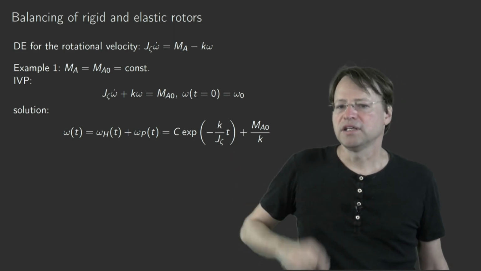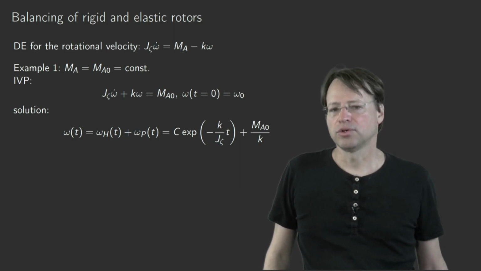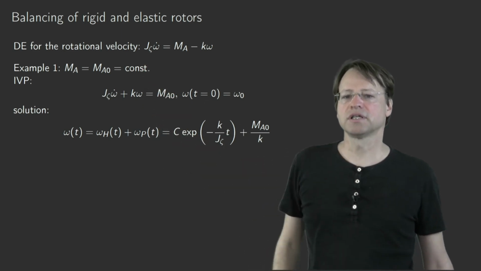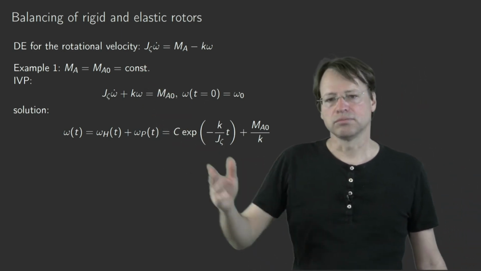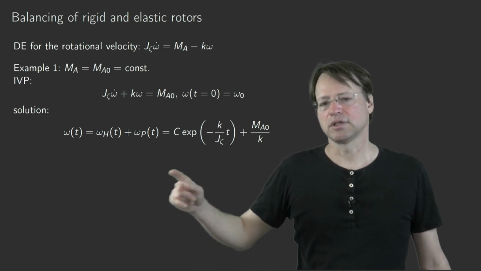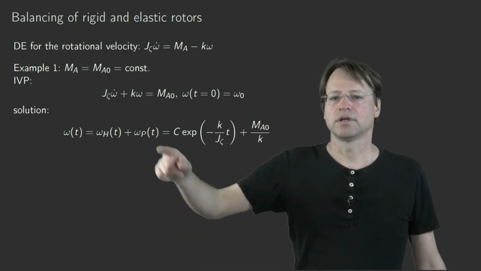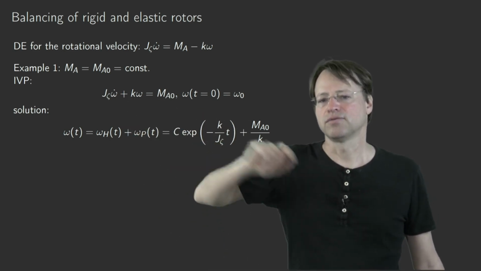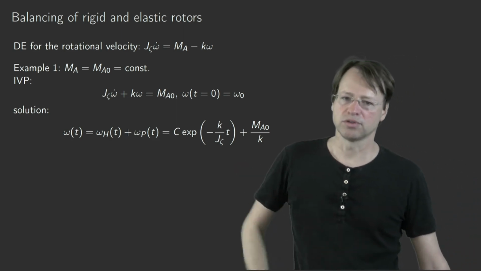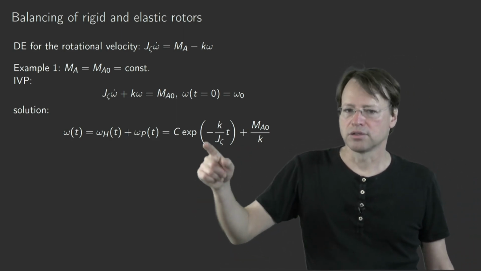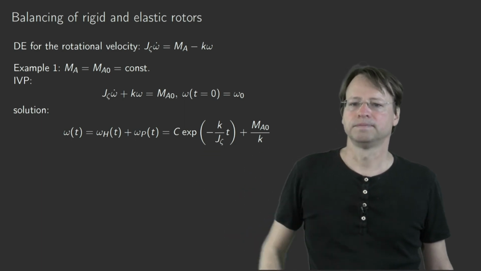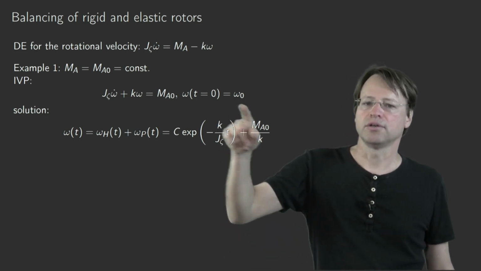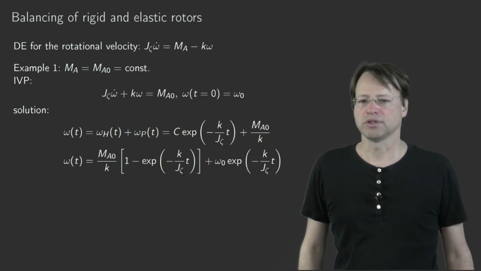Finally, we need one particular solution for omega, for our rotational speed, and as M_A0 is assumed to be a constant, then we can just assume that omega is also a constant. Then you can see that you just have to divide by k in order to balance the M_A0, and the first derivative of omega will vanish because we assumed it's a constant. So this is the solution. That solution contains one parameter, the integration constant c. So we have to make use of that initial condition in order to determine c.